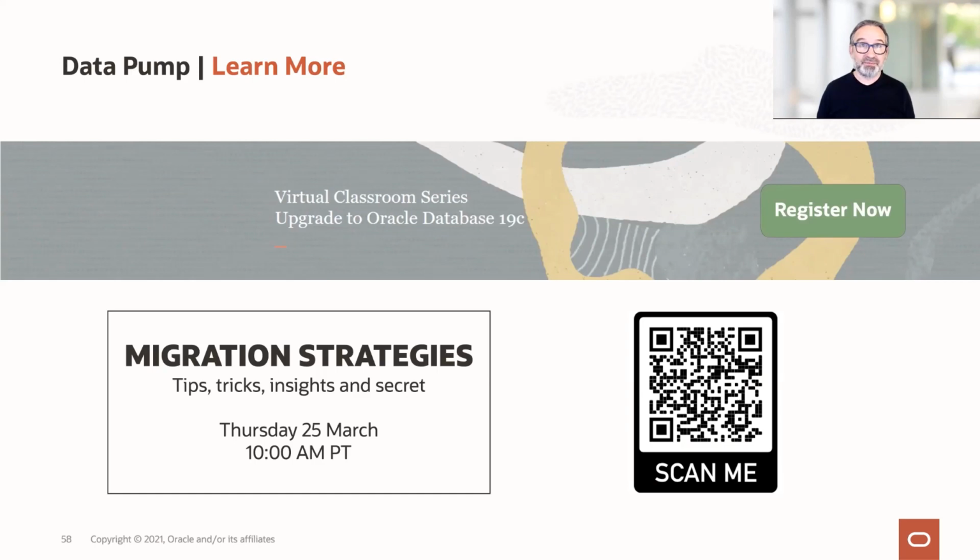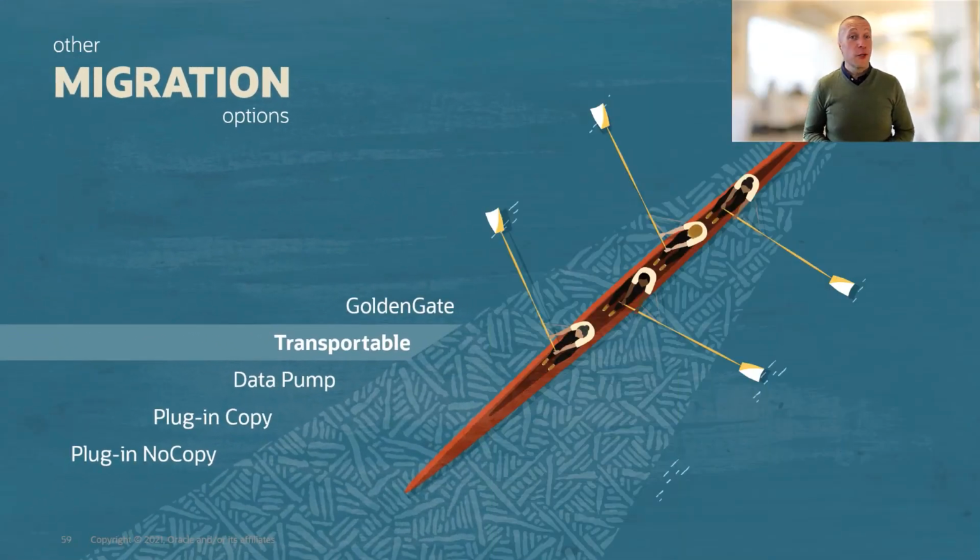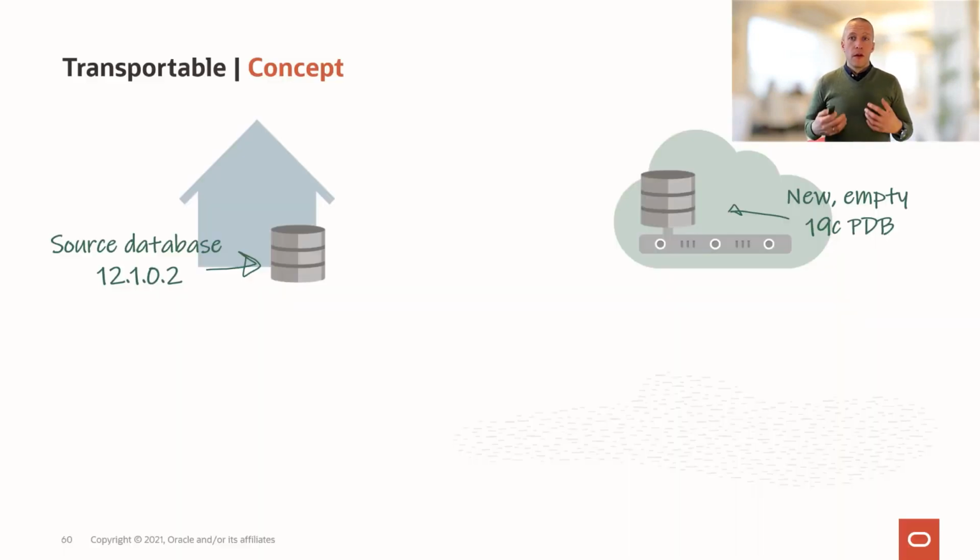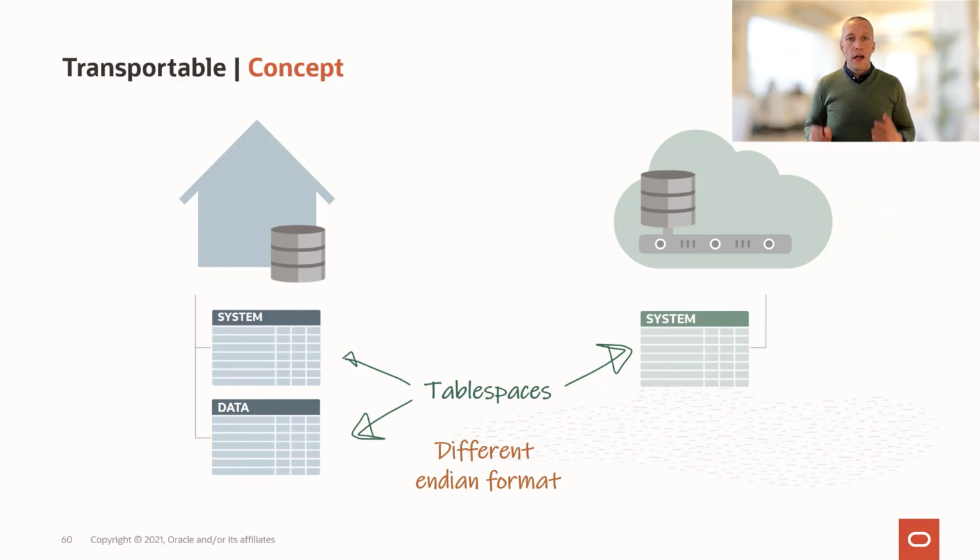Daniel, your turn. The next option is transportable tablespaces with incremental backup on top. The concept is we have a source database running on a lower version, and we want to migrate that into a pluggable database running on a higher version. In this example, it's 19c. In our source database, we have the system tablespace and the data tablespace. In a real situation, you would have much more tablespaces, but for simplicity, we just have two in this example. System is your system tablespace, and data, this is where the user data is stored.